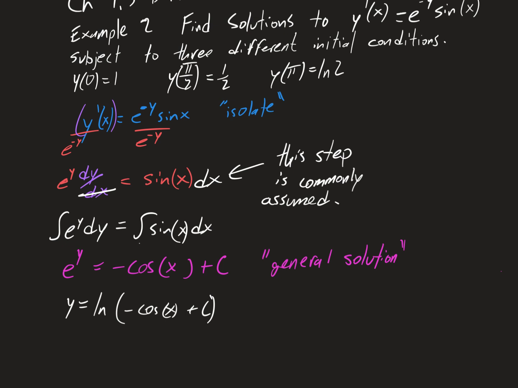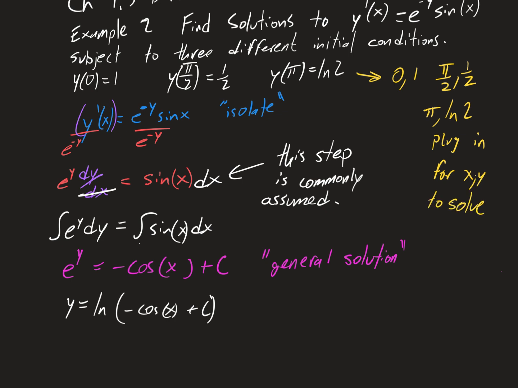Okay, and if we want to find the specific solution, we can use the points they gave us above to try and solve for c. So we could use these three coordinates: 0, 1; pi over 2, 1/2; and pi, ln 2. Okay, so you could plug any of these in for x and y to solve for c. And we can do one of them. We'll do 0, 1 really quickly because it's pretty straightforward.